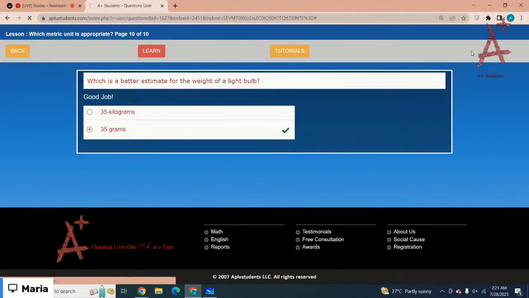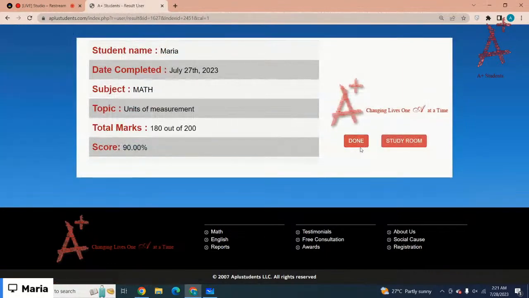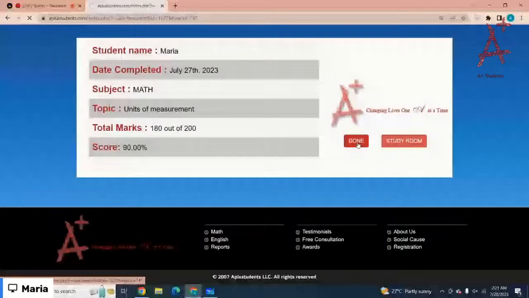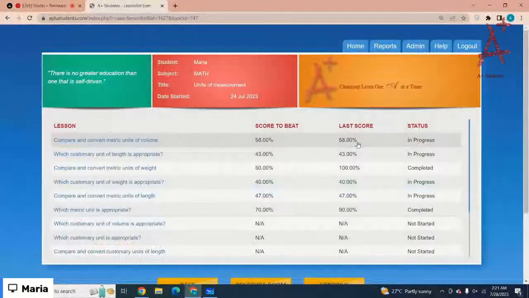Okay, we are done with the lesson. Let's just start with the next lesson. The next lesson is which customary unit of volume is appropriate. Let's just start with the next lesson.